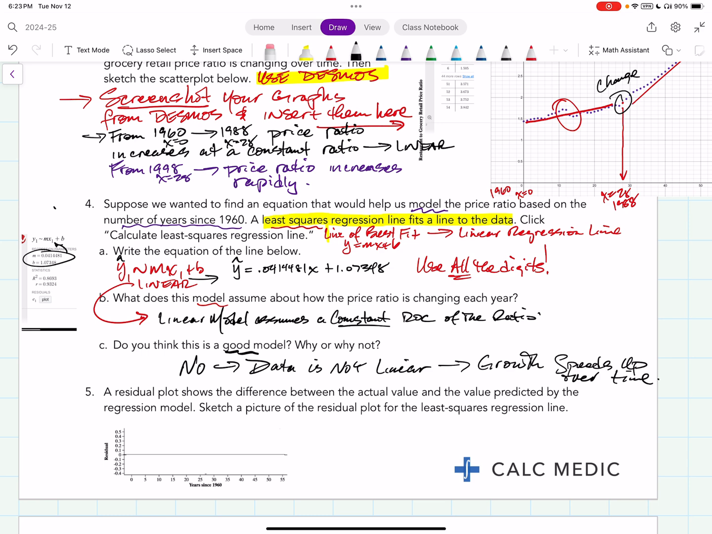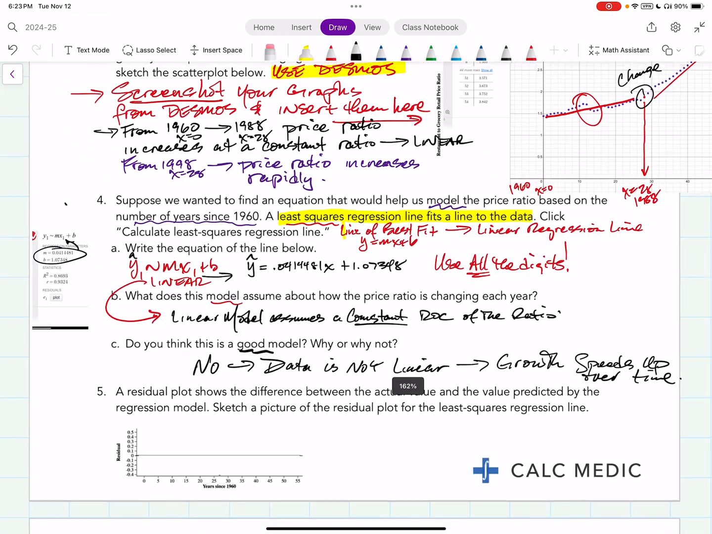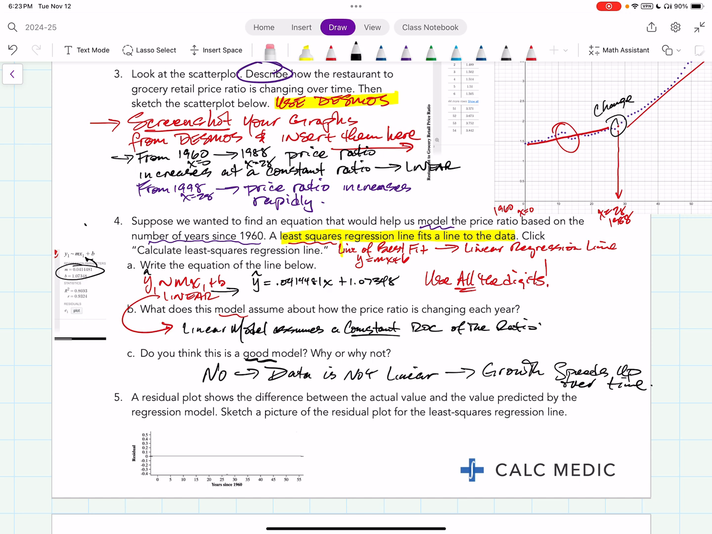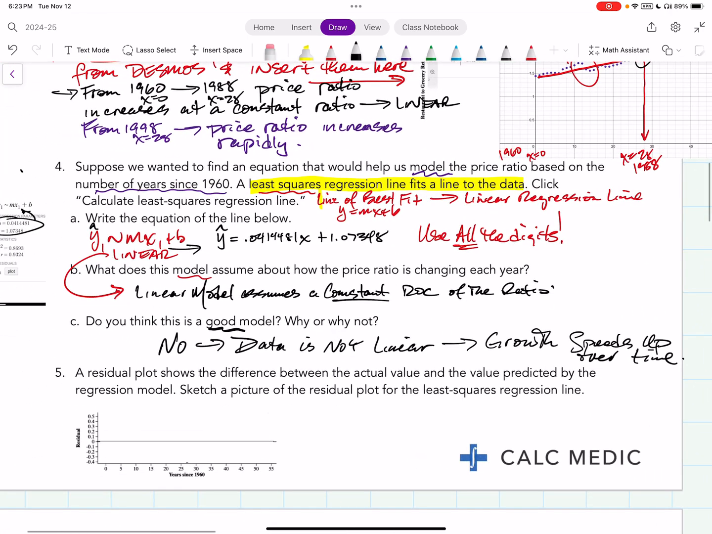So the question is, if this is not a good model, then what is a good model? If a linear regression line doesn't describe the data that well, then what in the world does? We'll answer that in a little bit. But first, before we answer that question, we have to answer number 5. It says the residual plot shows the difference between the actual value and the predicted value. I haven't talked about that yet. So let's go back and take a look at what's called the residual plot.